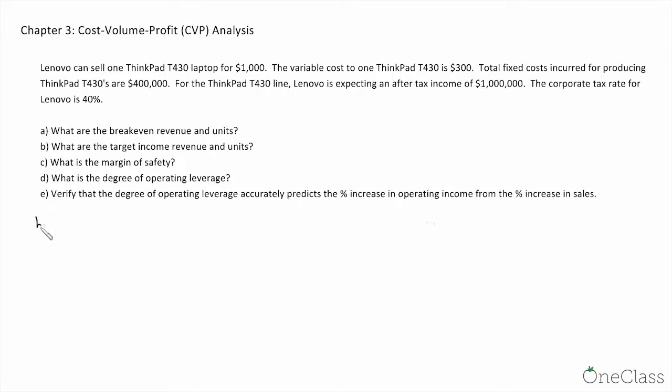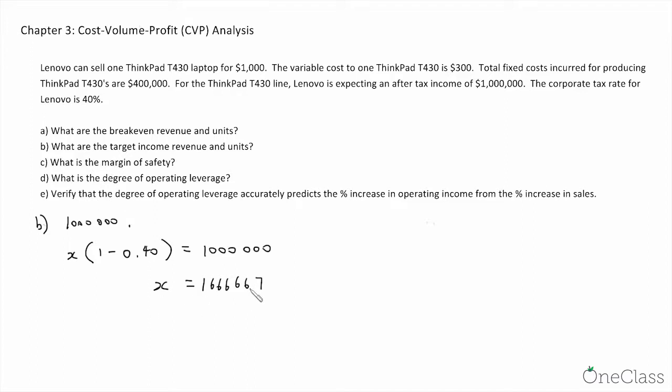Now, question B is asking us, what are the target income revenue and units? So Lenovo has an after-tax income of $1 million. But this is after tax. We need to figure out what the before tax income is. So assume before tax income is X. So that means X times 1 minus the tax rate equals the after tax income. And when we solve this equation, X equals roughly $166,667. This is the before tax income needed.